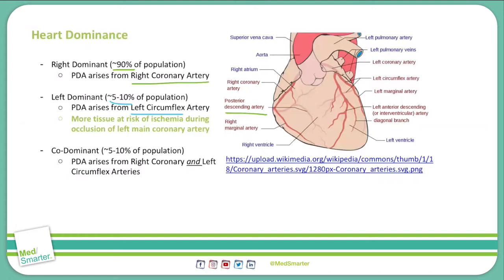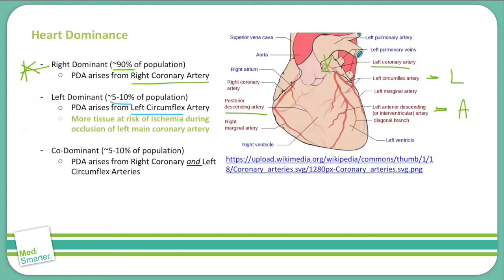So let's take the example of a right heart dominant patient, okay? And let's say they have a clot buildup in the left coronary artery and now it's occluded. There's no blood flow coming through here. That means we lost blood supply to our left circumflex artery and our left anterior descending artery, okay? And you'll also recall from earlier in the video that the left circumflex artery supplies the lateral aspect of the left ventricle and the left anterior descending artery supplies the anterior aspect of the left ventricle, okay? So now we've lost blood supply to both of those locations.